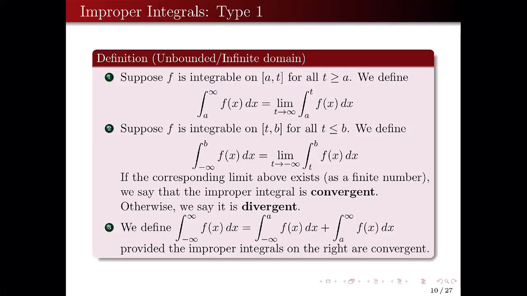If at least one of them is divergent, meaning the limit of the definite integral does not exist, then this will be divergent automatically. So we need both of them to converge so that we can conclude that this is convergent. If at least one of them is divergent, then this will be divergent.